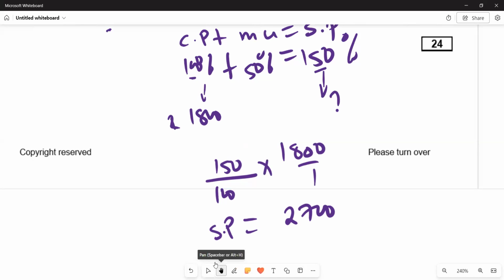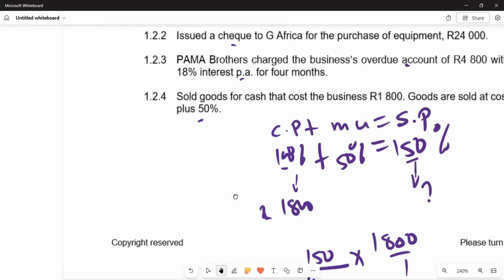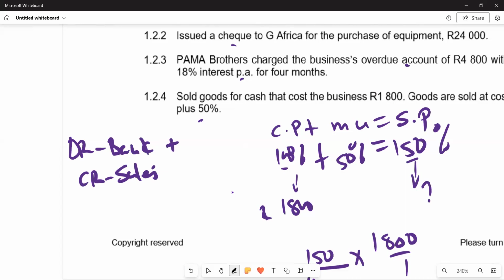Now, the double entry on sales: sold goods for cash. So it means we are going to receive money, so we debit bank, and then we are going to credit our sales. The bank is an asset. When you debit it, it's a positive, so we say positive 2,700. And then for sales, we are going to adjust sales in the income statement, whereby sales is going to increase the value for net profit.